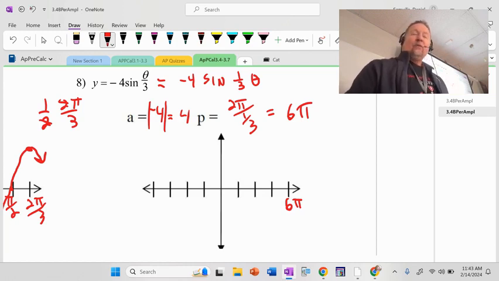All right. What's half of 6 pi? What's half of 3 pi? It's just 3 pi over 2. You don't blow a brain gasket on that. You stick a 2 in the denominator.